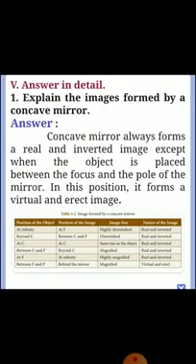Next, fifth Roman, answer in detail. First question, explain the images formed by a concave mirror. Answer, concave mirror always forms a real and inverted image except when the object is placed between the focus and the pole of the mirror. In this position, it forms a virtual and erect image.